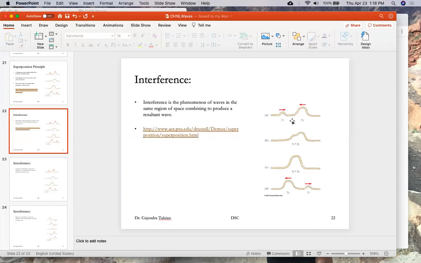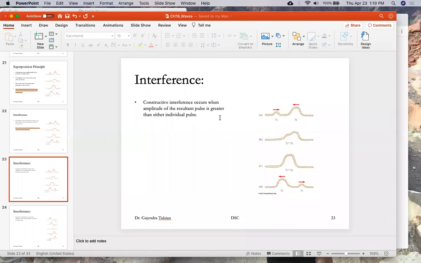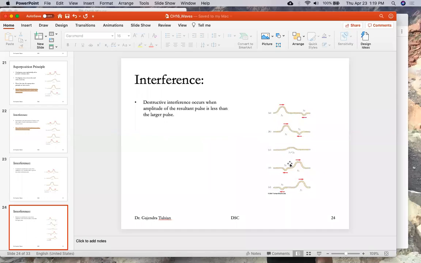Okay, so now we'll talk about interference. When two positive waves interact, the resultant is greater than either one of them. And that's called constructive interference. So interference is a phenomenon of waves in the same region of space combining to produce a resultant wave. Constructive interference occurs when the amplitude of the resultant pulse is greater than either individual wave. So you have two waves and the resultant wave is greater than either one of them, and that's constructive interference.